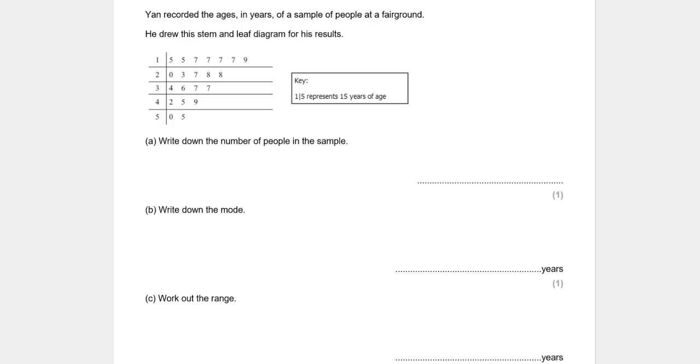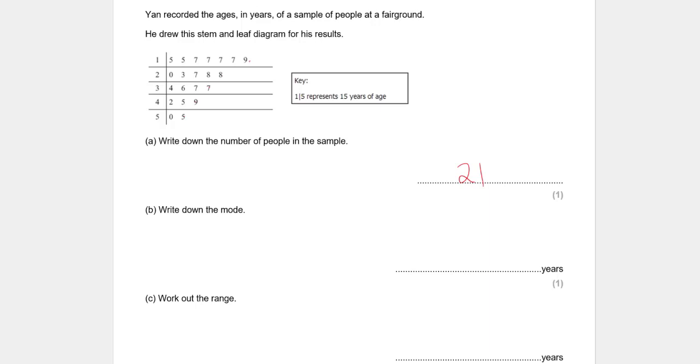We have 1, 2, 3, 4, 5, 6, 7, 8, 9, 10, 11, 12, 13, 14, 15, 16, 17, 18, 19, 20, 21. So sample size is 21. We are counting the leaves only, not the stems. Okay, just be careful when you're adding the numbers. Okay, so that's 21.